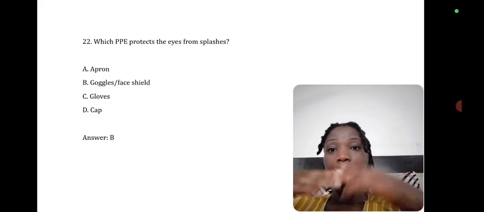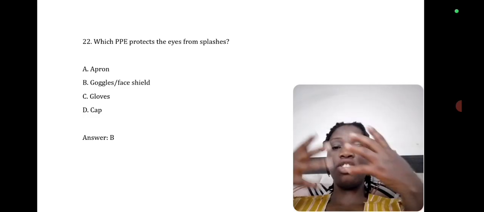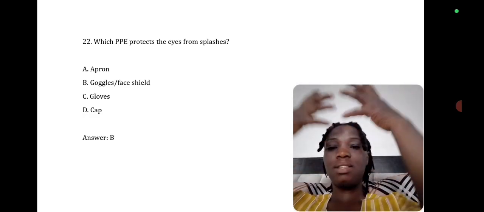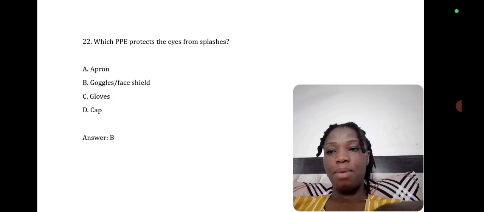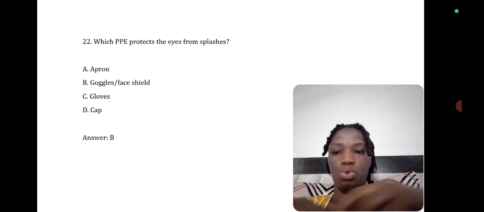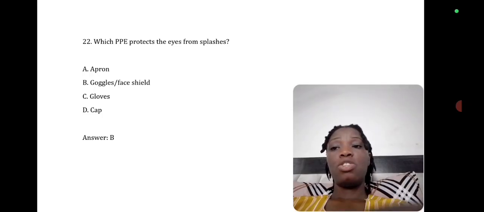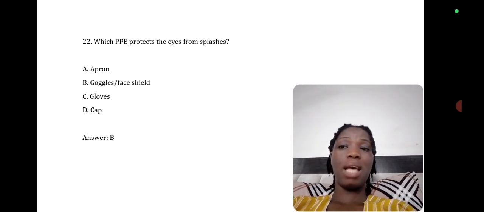So anything that protects the eye itself is goggles. Face shield protects your face completely. So if they put goggles and face shield, you choose B. But in a situation where they say goggles as B, then C, they do not say face shield, you should choose goggles. Why? Because they say eyes.